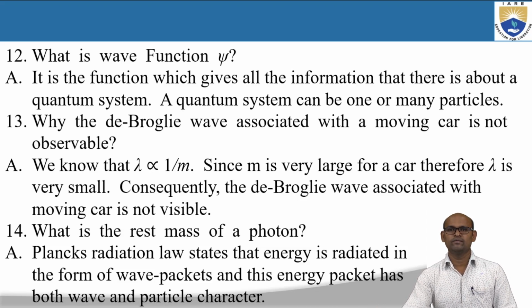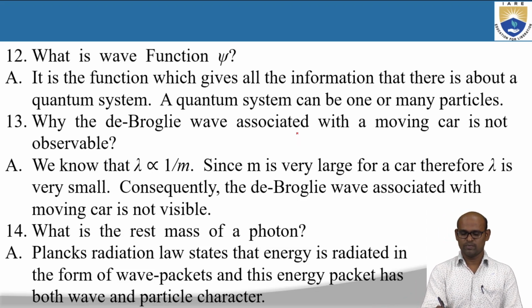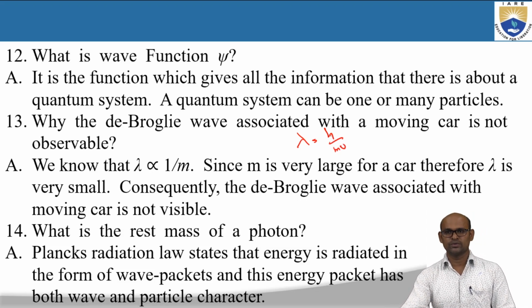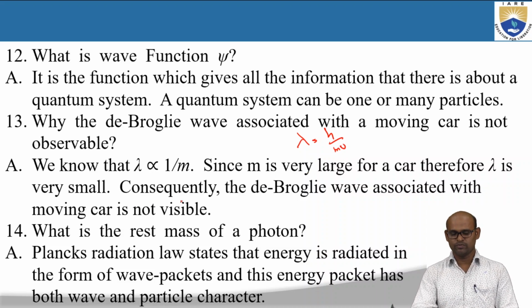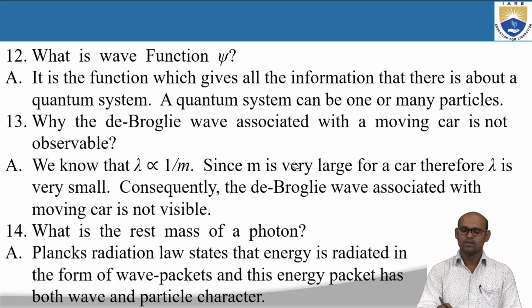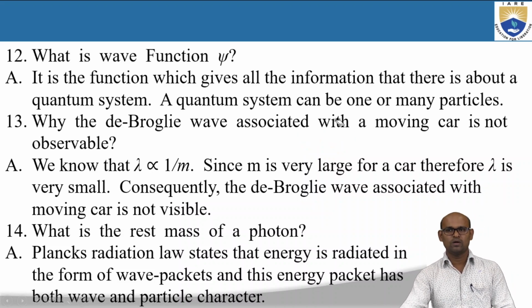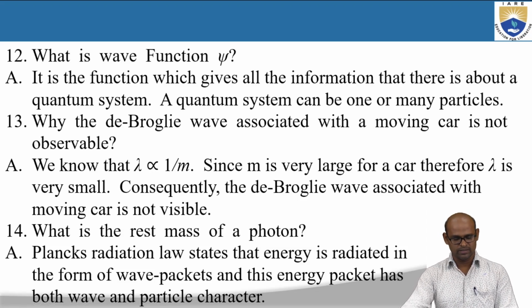Why is the de Broglie wave associated with a moving car not observable? Why is the de Broglie wavelength not observable for macro systems, and only for micro systems? We know that lambda is equal to h by m into v. So lambda is inversely proportional to velocity and mass. Since m is very large for a car, lambda is very small. Consequently, the de Broglie wavelength associated with a moving car is not observable, because we cannot detect such small wavelengths.